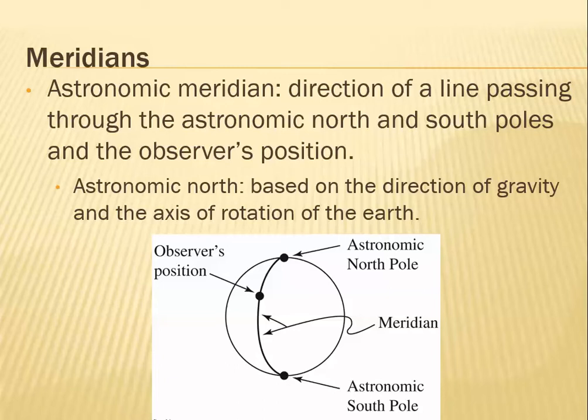Now, this is not to be confused with magnetic north or your magnetic meridians. Astronomic meridians should be used for all surveys of large extent, and in fact, they're desirable for all surveys and land boundaries because they don't change with time and can be reestablished decades later. They're very reliable.